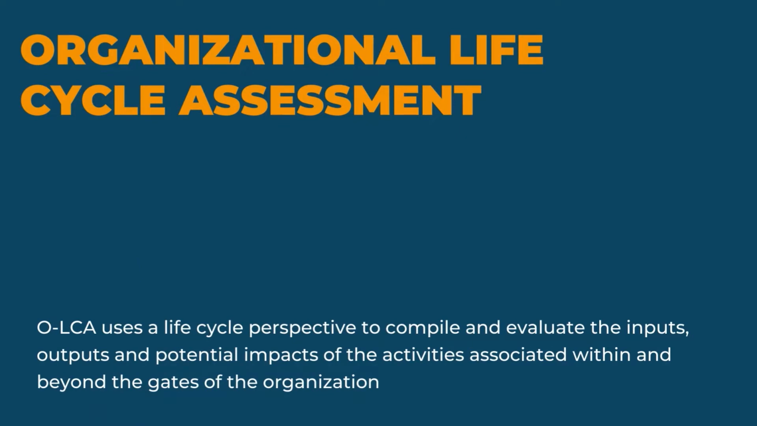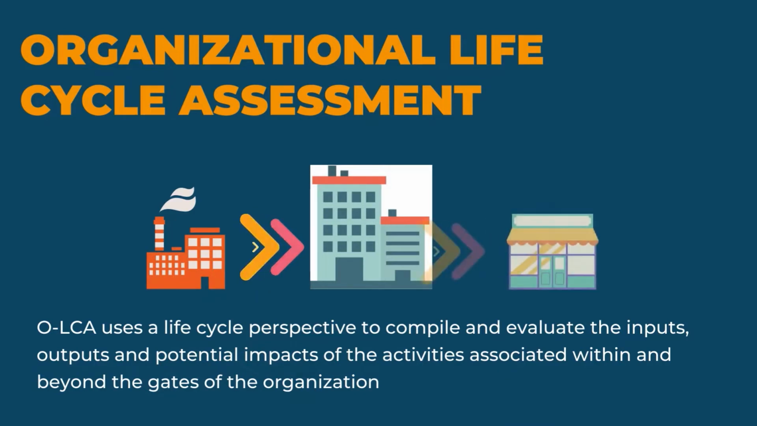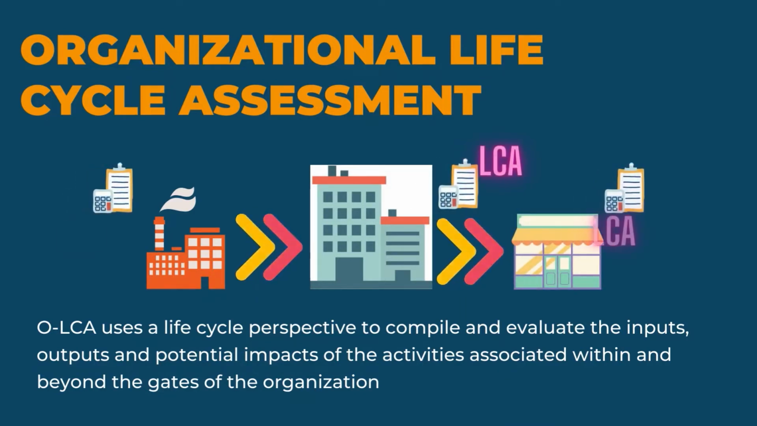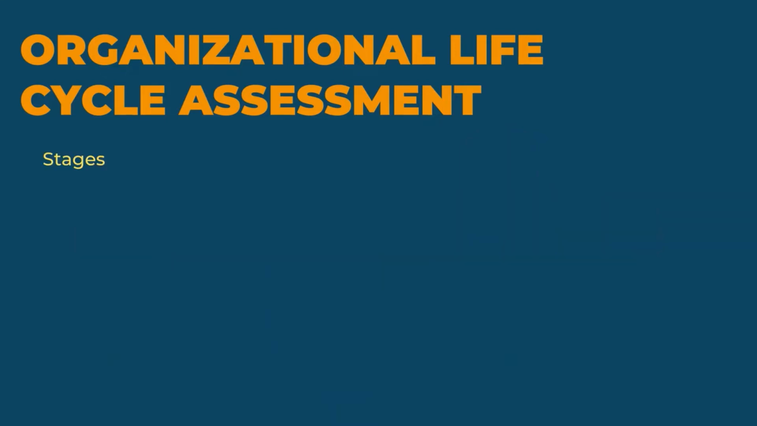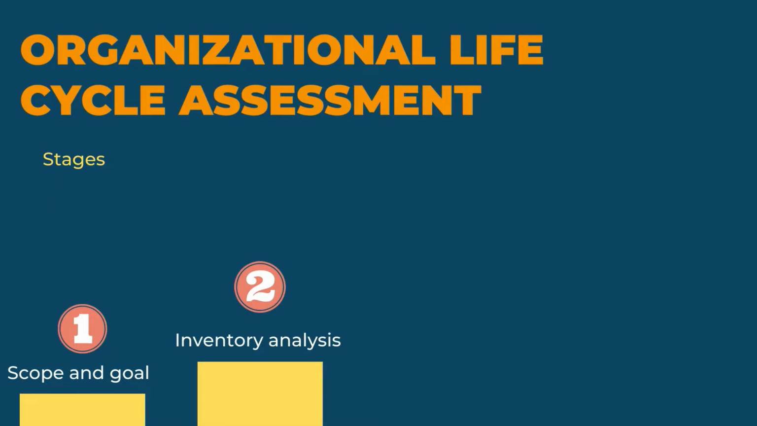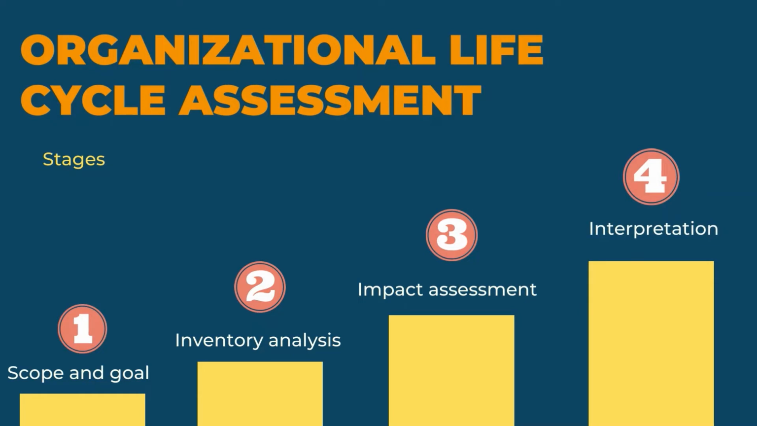O-LCA uses a life cycle perspective to compile and evaluate the inputs, outputs, and potential impacts of the activities within and beyond the gates of the organizations. O-LCA includes not only the facilities of the organizations but also upstream and downstream activities. Typically, LCA includes 4 stages: first, setting a goal and scope; secondly, collecting and inventorying necessary data; thirdly, conducting impact assessment, which is a stage to collect additional information to understand the significance of the data; lastly, interpreting the results.